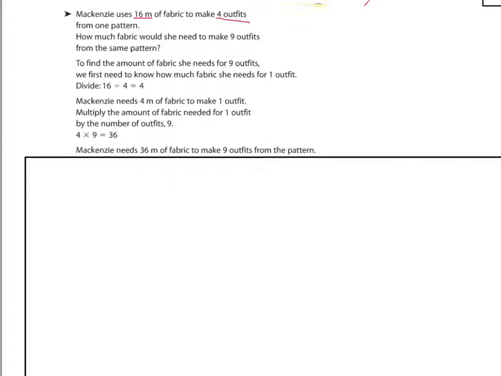How much fabric would she need to make 9 outfits? Well, how much does it take her to make 1 outfit? It would be my first question. So if I know 16 meters makes 4 outfits, how am I going to figure out how much is in 1 outfit? Well, I've got 16 and I've got to divide it into groups of 4. So I'm going to divide by 4. 16 divided by 4 is 4.